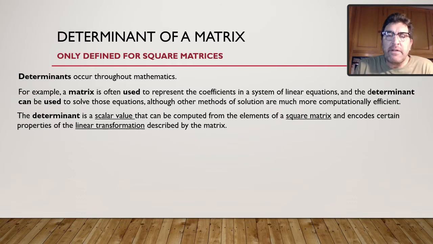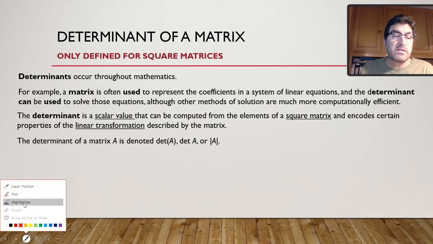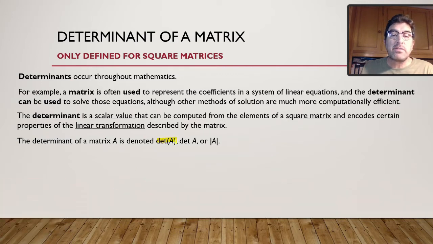It means it's a number that can be found from the elements of a square matrix, and it encodes certain properties of the linear transformation that is described by this matrix. Okay, so the determinant of a matrix A is denoted as follows. Now this is very important because we're going to use some of these notations. So we're going to either write det(A) in brackets, or we can just write det A without brackets, but the most economic way of writing the determinant is using those two bars with the A on the inside.